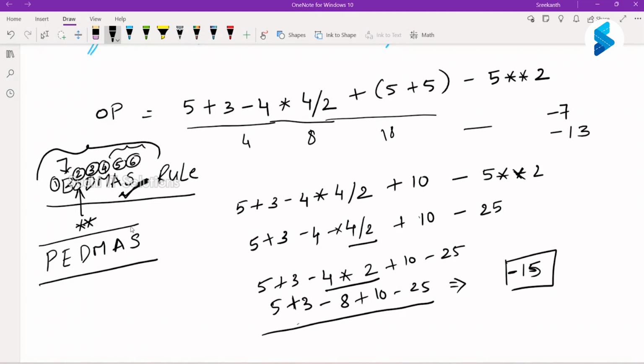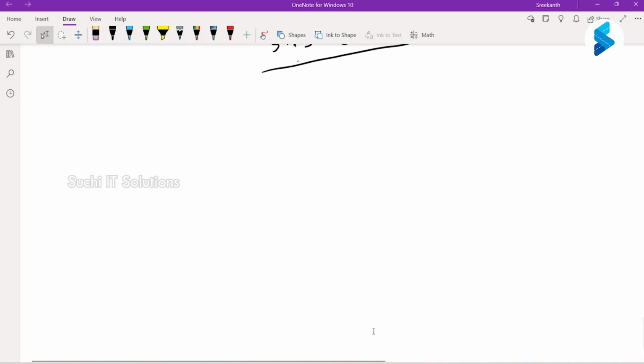Okay. Can you quickly try this on your laptop and see if you are getting minus 15 as an answer? It would actually be minus 15.0. I'll tell you why. This is clear, right? Are we clear with this? Yes, sir.